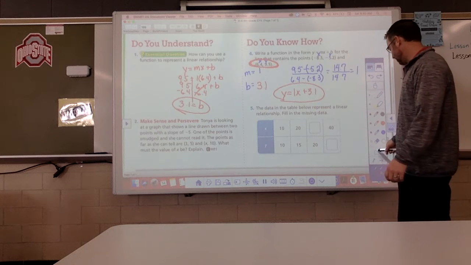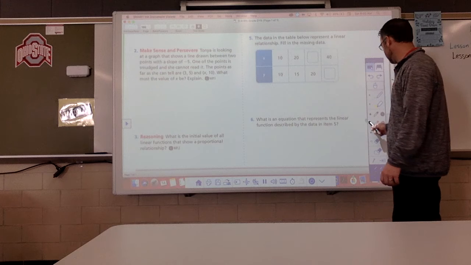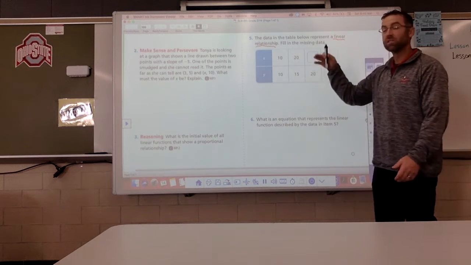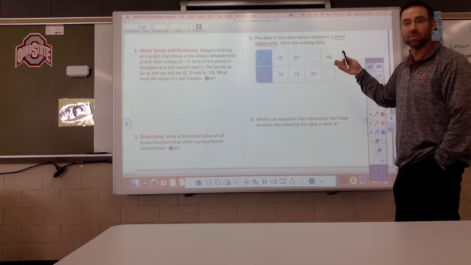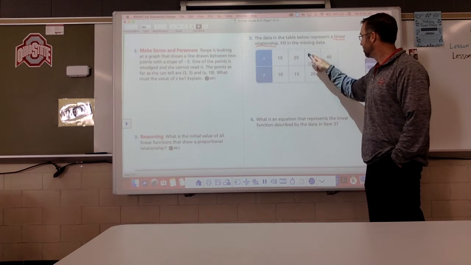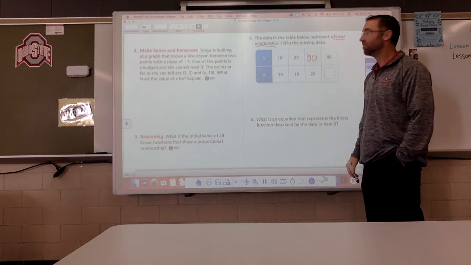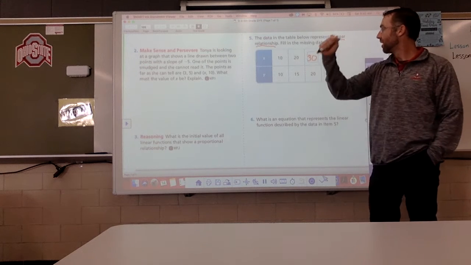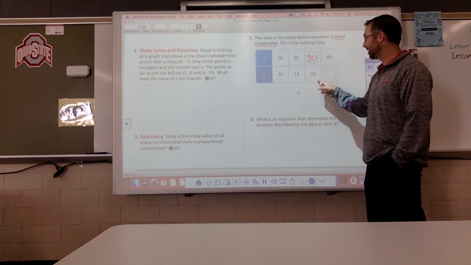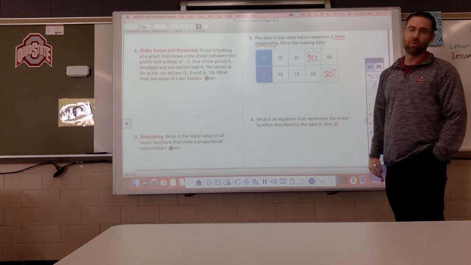Ooh, this looks like a tough one. We have to fill out this table based on a linear relationship. Well, linear means it's going to have a constant rate of change. So if we can see a pattern in the table, apply it. Well, this goes up 10. I wonder what the missing number is. Good work. Now my Y values, looks like they're increasing by 5. I wonder what the next number is. 30. And oh, 25, everybody.